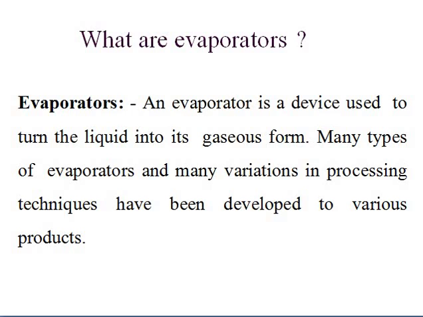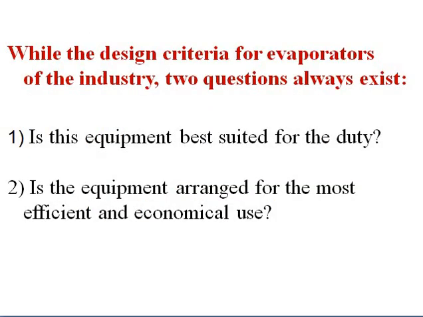So we have to keep these considerations in mind, and select a particular type of evaporator to do the evaporation of a food product. These are the two criteria that we generally use during the selection of an evaporator. First one is best suited for the duty. Second one is equipment arranged for the most efficient and economical use. So we will consider these two factors, which include all these criteria for the selection of our evaporators.